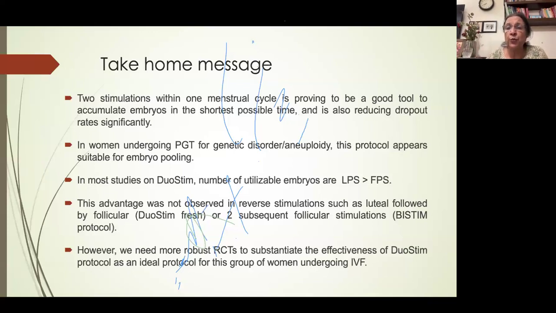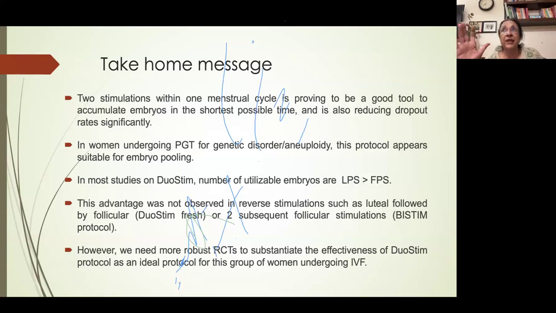In women undergoing PGT for genetic disorders or aneuploidy, this protocol appears suitable for embryo pooling. And in most studies on Duostim, the number of utilizable embryos is more in luteal phase stimulation than follicular phase stimulation. This applies to reverse stimulation, such as luteal followed by follicular, which is Duostim Fresh, or 2 subsequent follicular stimulation protocols. However, we need more robust RCTs to substantiate the effectiveness of the Duostim protocol as an ideal protocol for this group of women undergoing IVF.